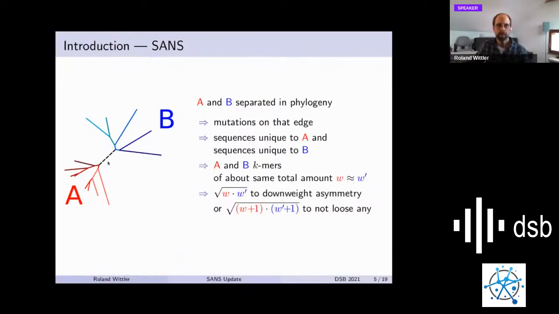So we have an edge in the phylogeny. That means something must have happened here. So there must be some mutations, and these mutations lead to the red variant of the sequence and the blue variant of the sequence. This means we have some Kmers, or let's say we have the red Kmers of that segment, and then we have the blue Kmers of that segment.